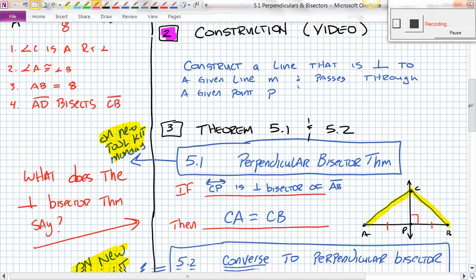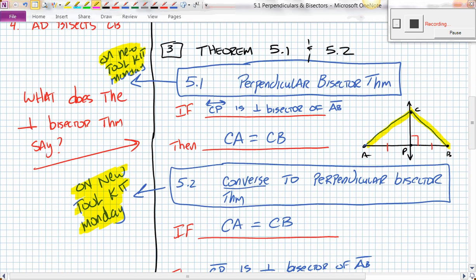So check that out, and there's also a link on our page. All right, so box number 3 here gets into some theorems now. Box number 3 is 2 theorems, theorem 5.1 and 5.2. We're going to put these in our toolkits tomorrow. I will give you toolkits tomorrow. We'll put them in there.